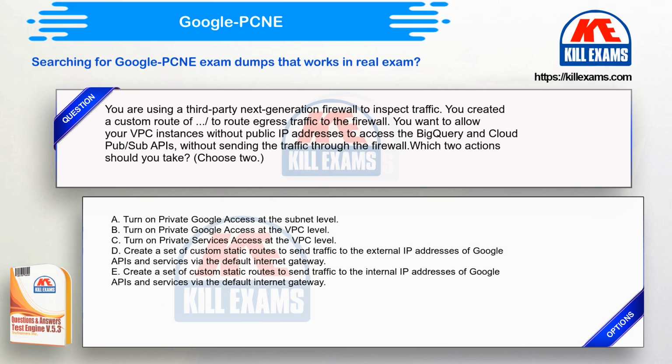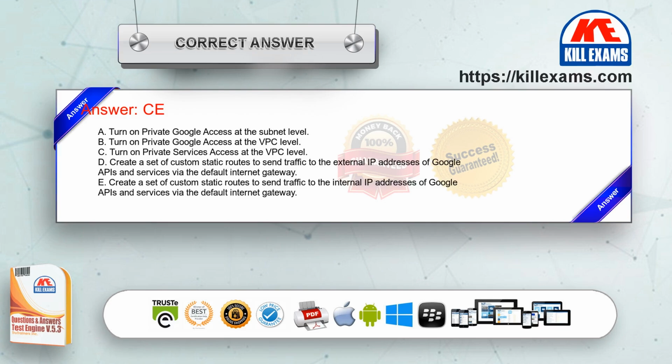Option D. Create a set of custom static routes to send traffic to the external IP addresses of Google APIs and services via the default Internet Gateway. Option E. Create a set of custom static routes to send traffic to the internal IP addresses of Google APIs and services via the default Internet Gateway. The correct answer is option C.